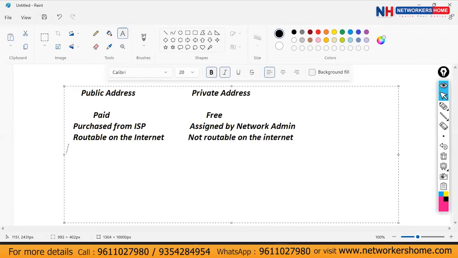Okay. One more difference. These public addresses are globally unique. Means your public IP address will not repeat anywhere in the world. But your private addresses are unique only in LAN. Only in the local area network, your private addresses are unique. Means if I'm using some private addresses here, the nearby company is also using the same addresses. And there's no problem. Why? Because they are the private addresses.